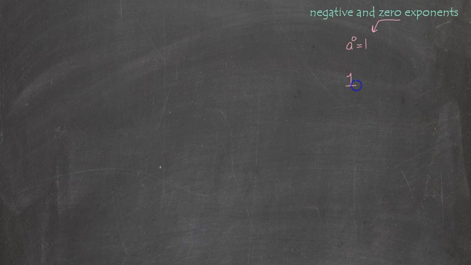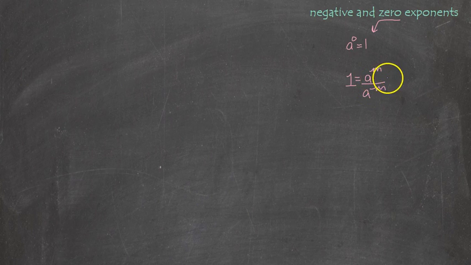Let's rewrite the number 1 as a power, or as a quotient of powers, actually. So I'm going to say, let's write a to the m over a to the m. Now that equals 1, right? Because something over itself, a fraction with the same thing in the numerator and the denominator, always equals 1.